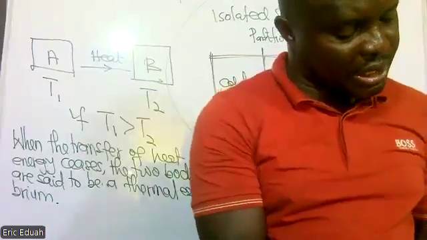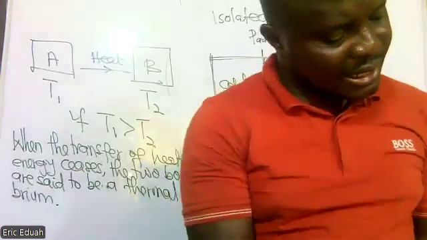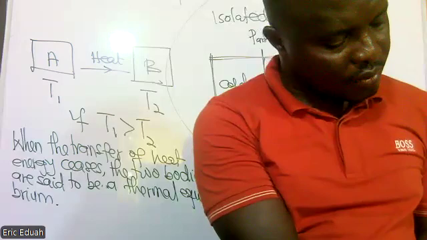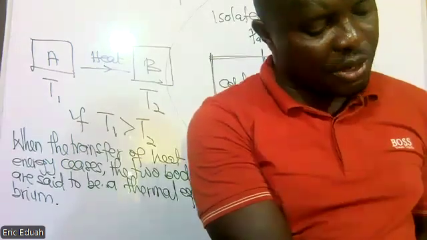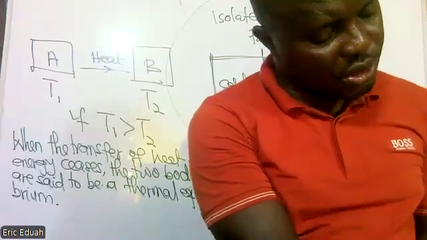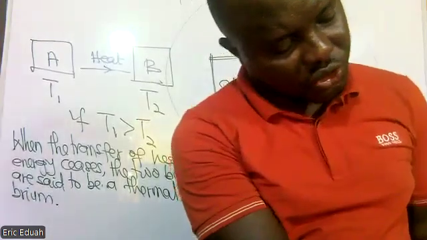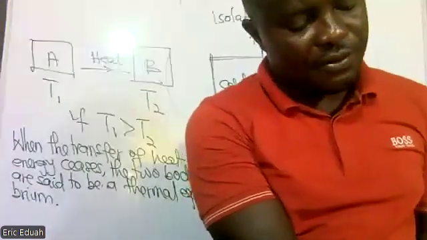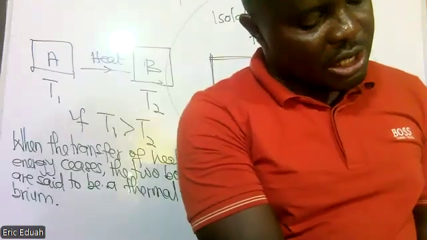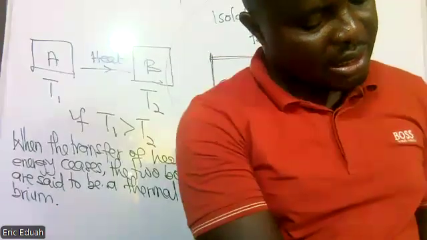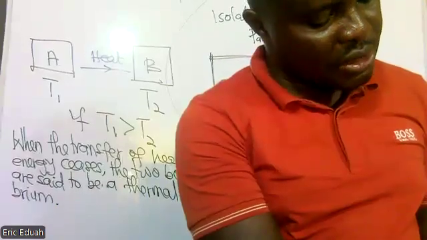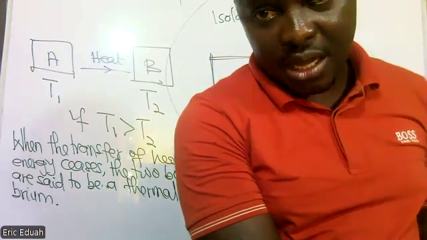How much heat energy is required to raise the temperature of 8.0 kilogram of aluminium from 20 degrees Celsius to 25 degrees Celsius if the specific heat capacity of aluminium is 900 joule per kilogram per Kelvin.